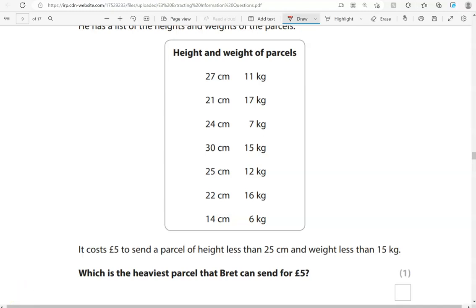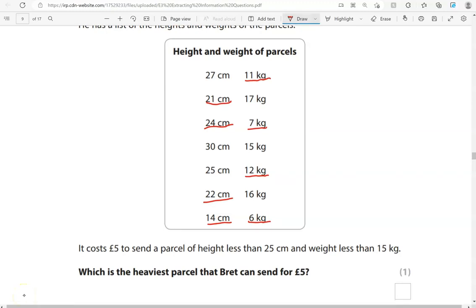So we're looking for heights that are less than 25 centimeters. So 21, 24, 22 and 14, and weights that are less than 15 kilograms. So that's 11, 7, 12 and 6. So we're looking for parcels that meet both criteria. And this one has both of them underlined, and this one as well. So these two parcels meet both of the criteria.